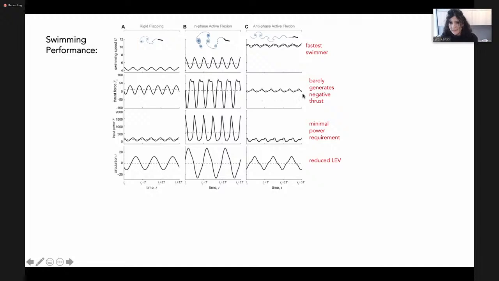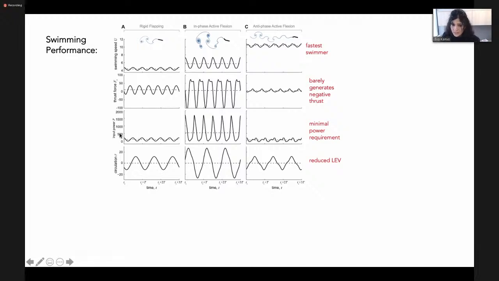So in the anti-phase flexion, while you're flapping, you barely generate any negative thrust, and the thrust is always close to its average value. You're not producing those big thrust forces and then negative thrust again. So it was interesting to see that the instantaneous behavior of the thrust matters a lot.